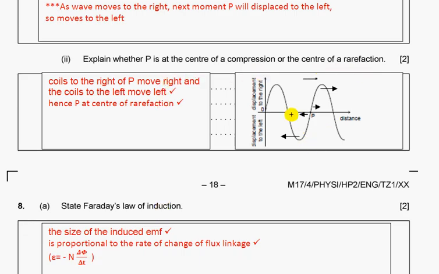So let us look. So this is negative, so all particles have moved to the left. Here all particles have moved to the right, leaving P as a rarefaction.